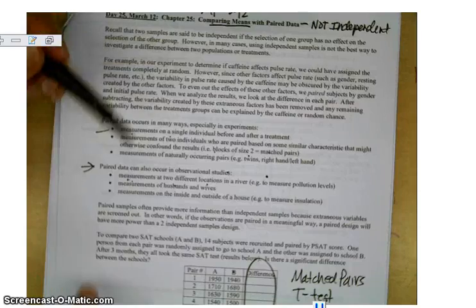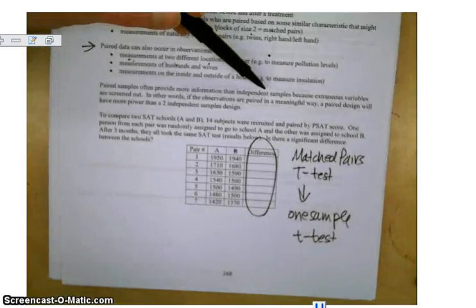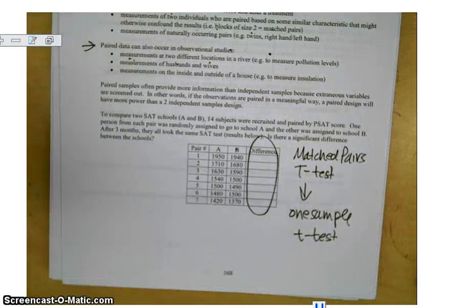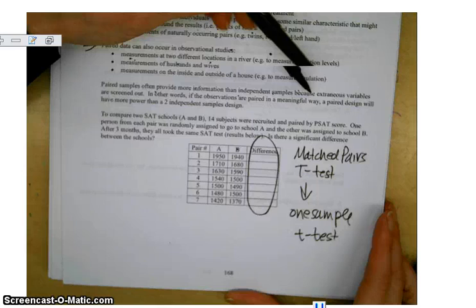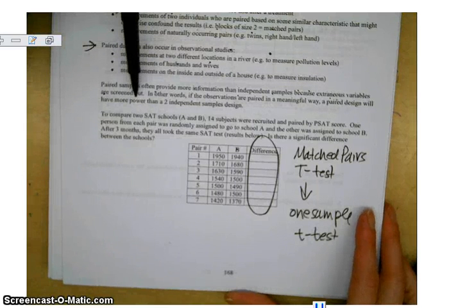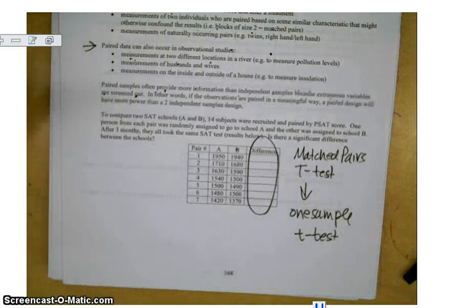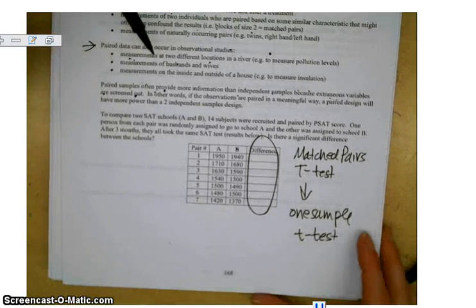So, paired samples often provide more information than independent samples because extraneous variables are screened out. You get rid of a lot of those things that cause differences. In other words, if the observations are paired in a meaningful way, a paired design will have more power than two independent samples. So the fact that we don't have independence is not a big deal. We have more power because we've matched these pairs in a meaningful way.